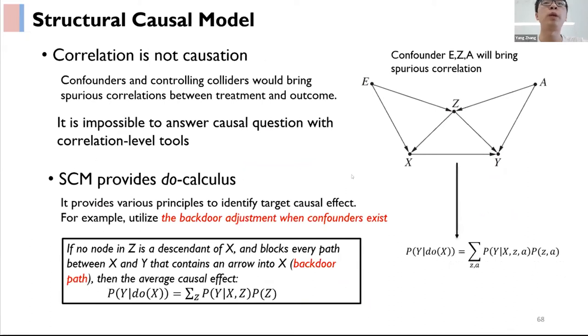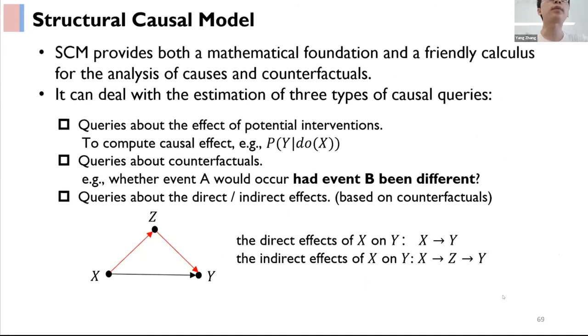As shown in the last slide, the correlation could be brought by confounders or conditioning on colliders instead of just causal relations. Thus, correlation is not causation. And we cannot answer causal questions, such as questions about causal effects and confounders, with correlation-level tools. SCM provides us an easy tool, named do-calculus, which provides various principles to identify the target causal effect. For example, we can use the backdoor adjustment to estimate the causal effect when there are confounders. In summary, SCM provides us a mathematical foundation and a friendly calculus for the analysis of causes and confounders.